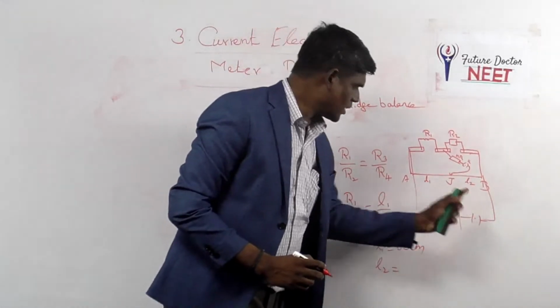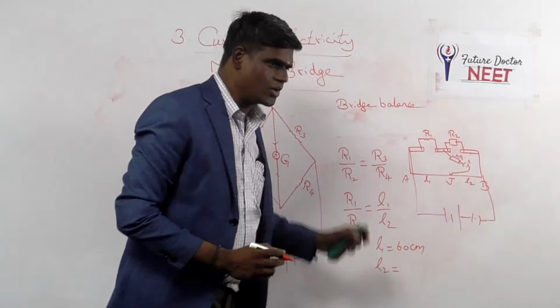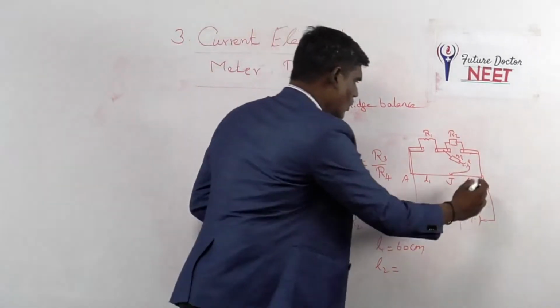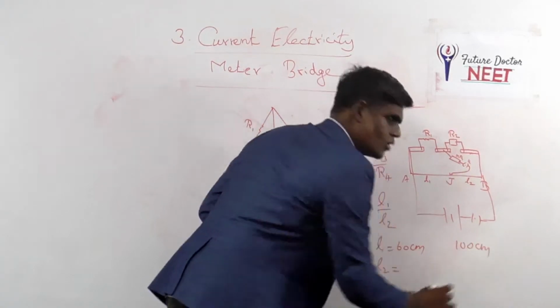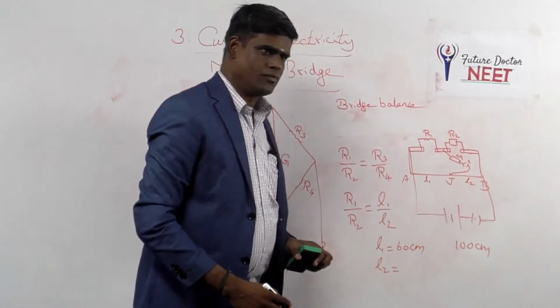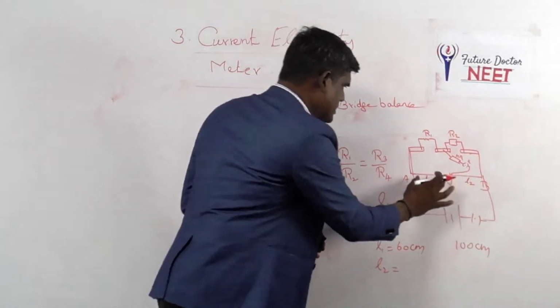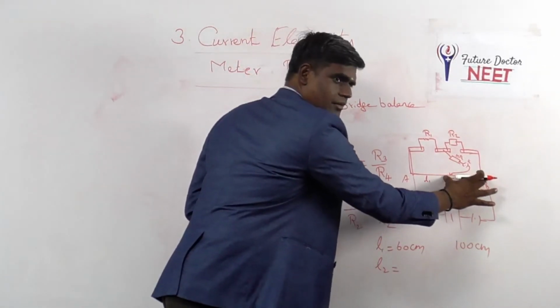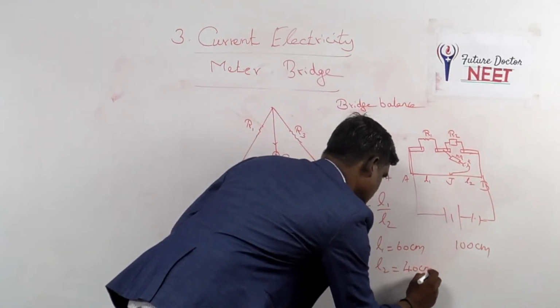This is a 1 meter wire. L1 equals 60 centimeter. Then L2, with 1 meter being 100 centimeter, is how much? In a 100 centimeter wire, this is 60 centimeter. Then what about the remaining part? 40 centimeter. L2 equals 40 centimeter.